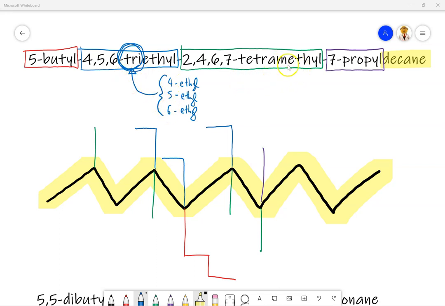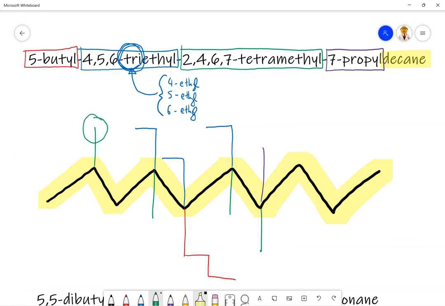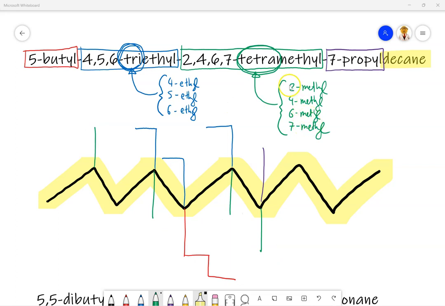Same goes for the methyl branch, where the meth prefix means that there's only 1 carbon in each of these branches. So 1 carbon here, 1 carbon here, 1 carbon here, and 1 carbon here. Once again, instead of saying 2-methyl, 4-methyl, 6-methyl, 7-methyl, we save a little time by saying tetra as our prefix to say that there are 4 of these methyl branches and what are their locations.